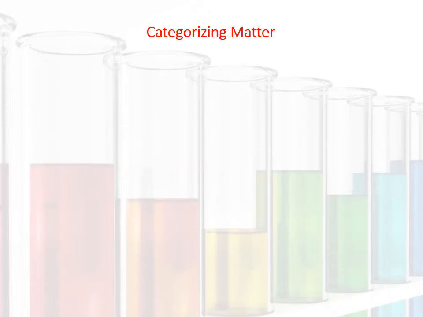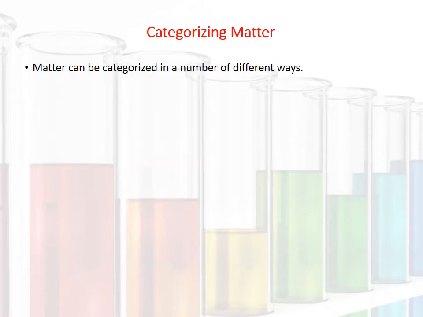This brings us to section 3.3 in your book, categorizing matter. Now, matter can be categorized in a number of different ways. If we think about this, we often categorize things in different ways. I could be categorized as female, or as a Brit, or as a biochemist. And depending upon which category I'm in, I'm going to share that category with a different group of people. So we have to bear in mind that categorization methods can overlap.